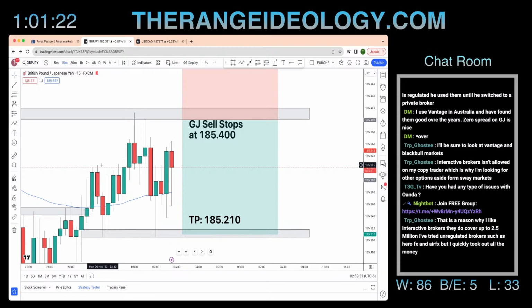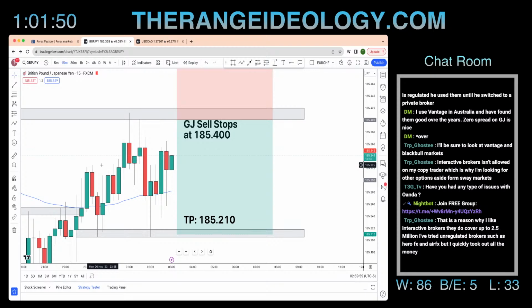That is the reason why I like Interactive Brokers. They do cover up to 2.5 million. I've tried unregulated brokers such as Hero FX, but I quickly took out all the money. Yes, I've definitely heard of those two latter ones that you mentioned, and I would probably recommend not going with those two or any newer ones within the last 3 to 5 years, right? A lot of them have popped up recently. You have to be careful. Some of them, we don't even know the backstory behind them. But here comes London opening, guys. If they do cover up to that amount, that's wonderful, and they are regulated as well. So that's amazing.